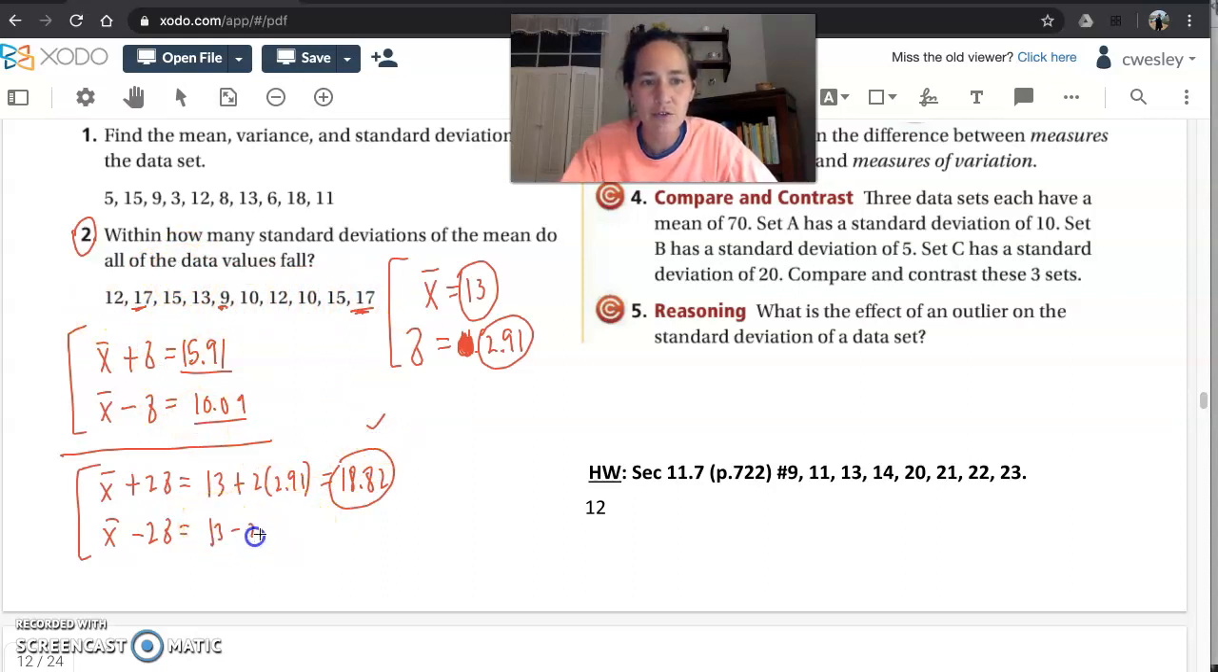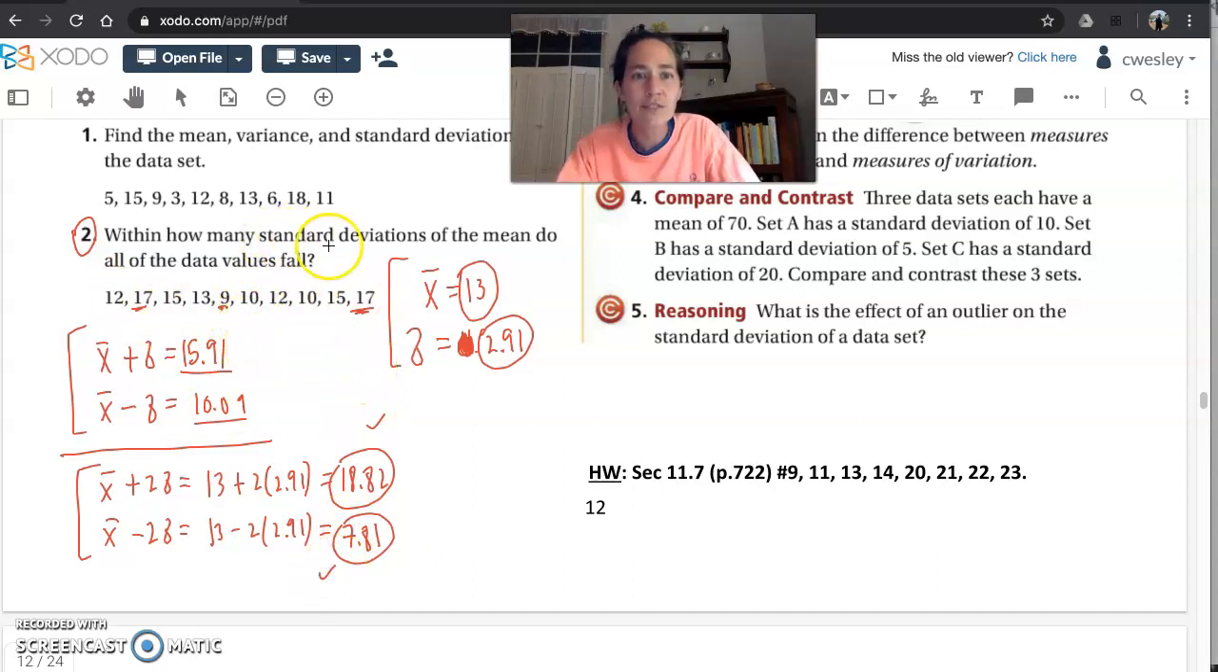How about 13 minus 2 of those? Okay. We'll calculate it to be 7.81. I think we've gotten it. I don't see any value in the list. The lowest one is 9, so nothing's below that. So we'll say within how many standard deviations do the data fall? They all fall within 2 standard deviations of the mean.